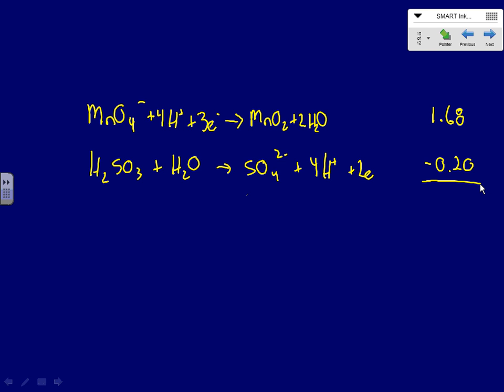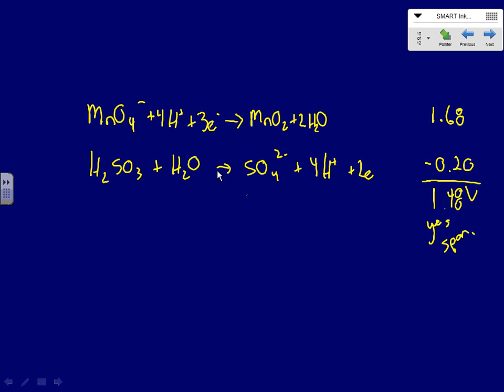For the final check to see if it truly is spontaneous, because sometimes even if we pick the most positive ones, they may still add to be a negative number. This isn't. This is going to be what? 1.48 volts? Will this reaction happen? Yes, spontaneous. Okay? Now to balance it, to balance it and come up with the final answer, we're going to do exactly what we did yesterday.